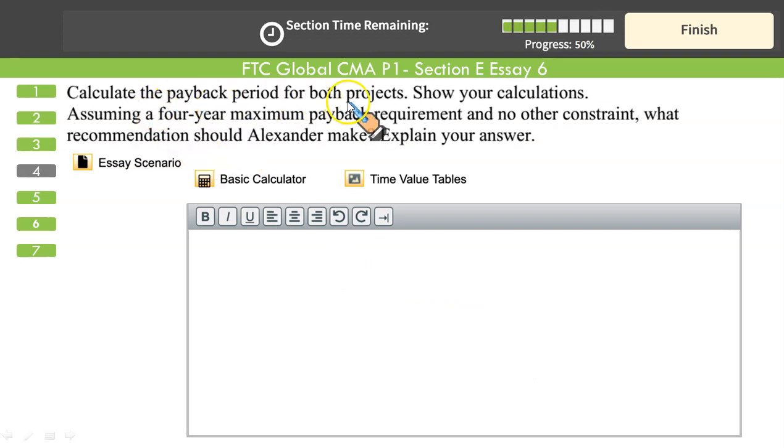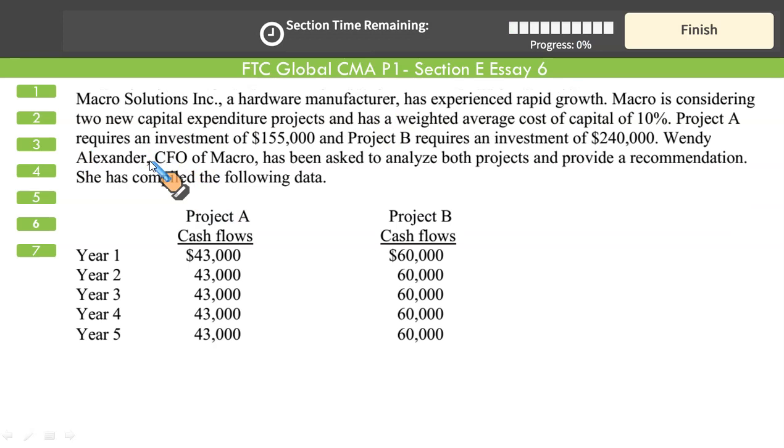Calculate the payback period for both projects. Show your calculations. Assume 4 years maximum payback. See, now you have got the hand on the nerve of the examiner. How does he test you on section E? Straightforward question now. This is the initial investment divided by the annual cash flows of 43. 155 divided by 43. This is how you show your working.